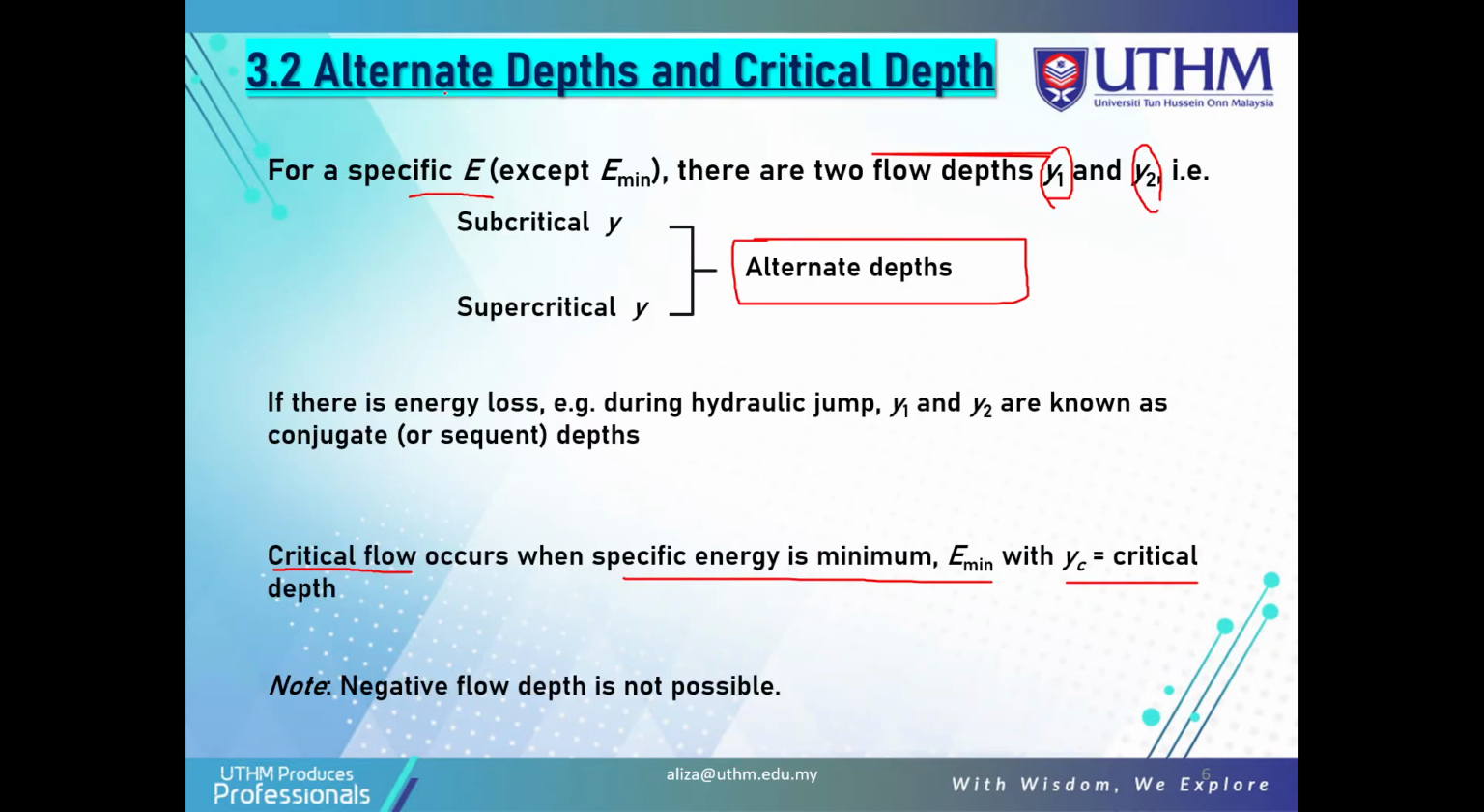Now we look at the alternate depths and critical depth. For a specific E, except E minimum, there are two flow depths, y1 and y2. We get subcritical for y1 and supercritical for y2. These two depths we call alternate depths. If there is energy loss during a hydraulic jump, y1 and y2 are known as conjugate or sequent depths. This is only during a hydraulic jump, so the supercritical and subcritical depths are then known as conjugate depths.